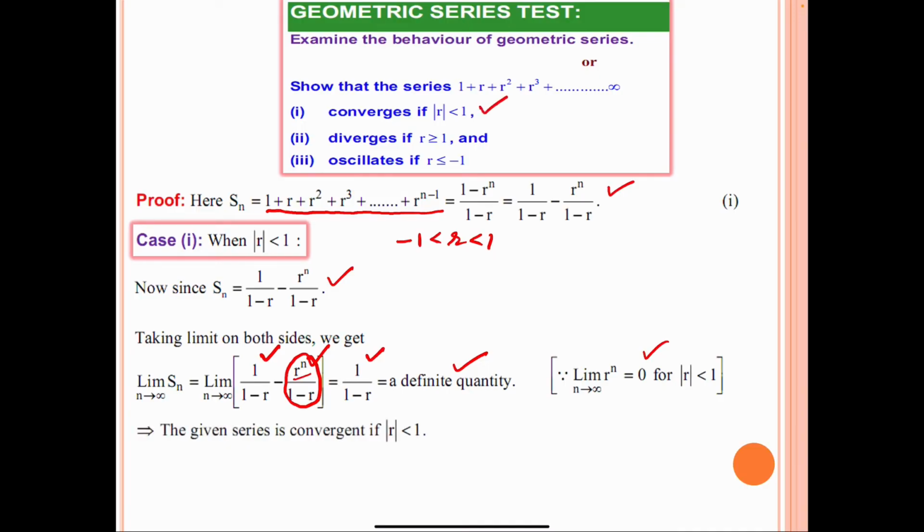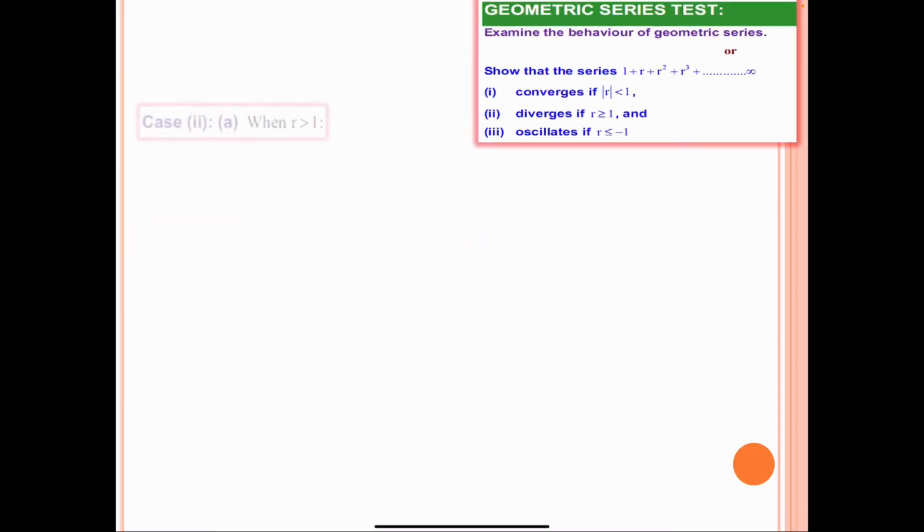So this one is the first part. Okay, so this geometric series is convergent if magnitude of r is less than 1. Clear? Now case number 2, when r is greater than or equal to 1. So in this case we have two small sub cases. First one is when r is greater than 1, and second one is when r is equal to 1. Clear?